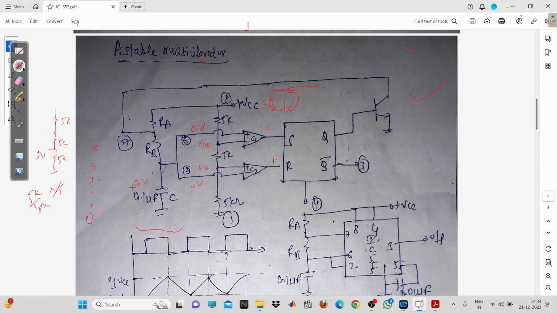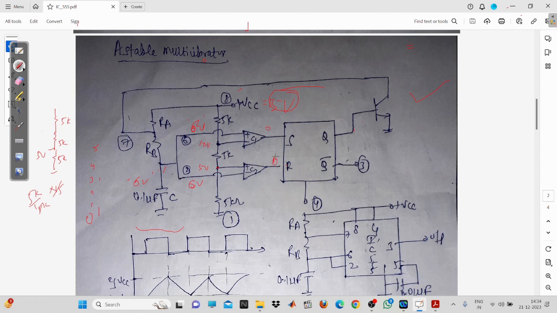Suppose this capacitor has crossed 5 volt, because we are having only two limits, that is 5 volt and 10 volt. Suppose the capacitor has crossed the 5 volt, now it is 6 volt. Fine. So 6 volt will be here. Similarly, the same input is given here also. This is 6 volt. Now what is going to happen? You can see here, this is 6 volt. Again it will be a 0 only.